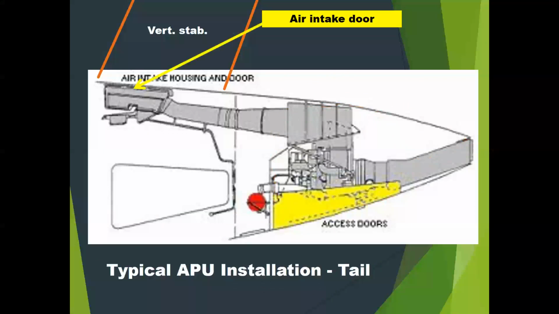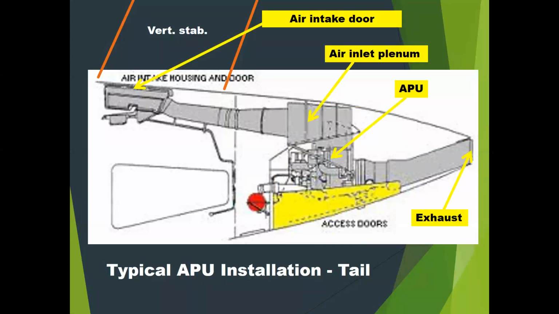There's that air intake door. Some airplanes have an air intake door, others just have a scoop that's open all the time. It just depends on the design of the aircraft. The inlet, the APU itself, and then exhaust coming out the very back. And so most twin engine and four engine aircraft, you'll see a small hole at the very back of the aircraft that is the exhaust duct coming right out the end of the tail cone. And then, like I said, some access doors at the bottom to be able to get to it.